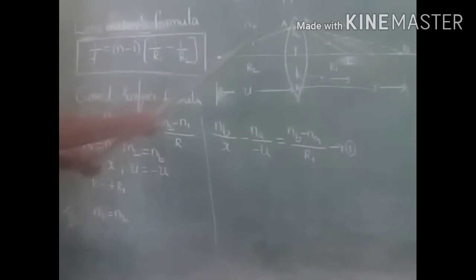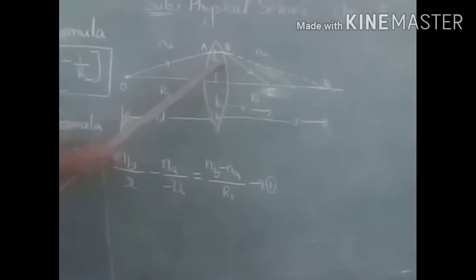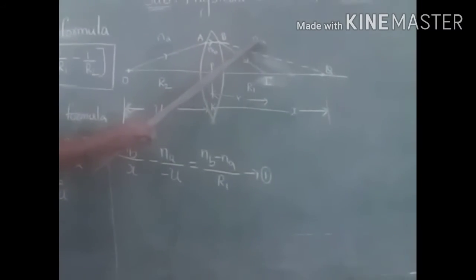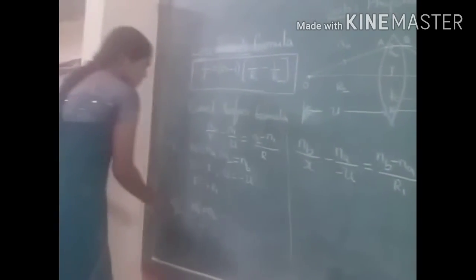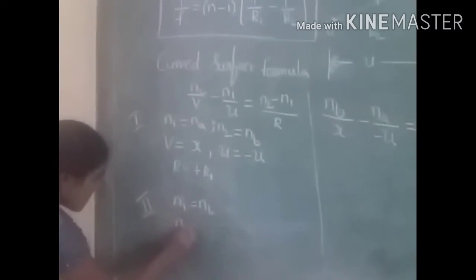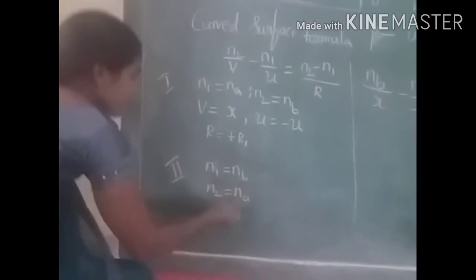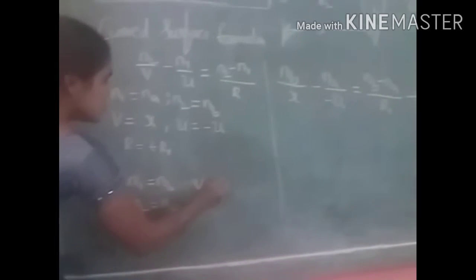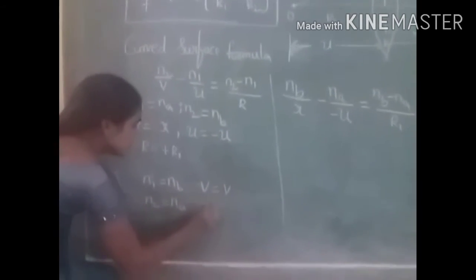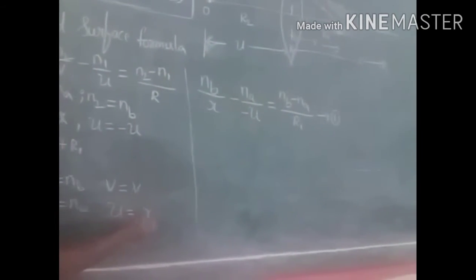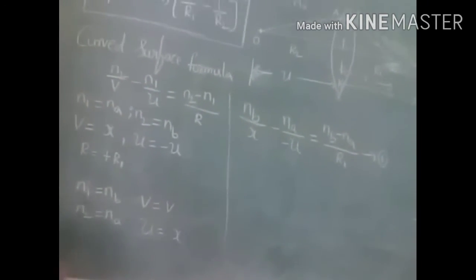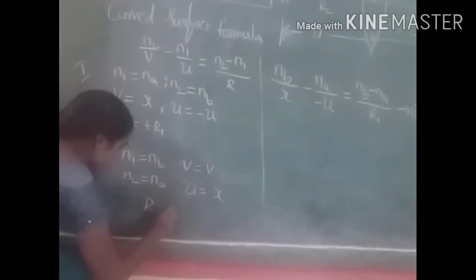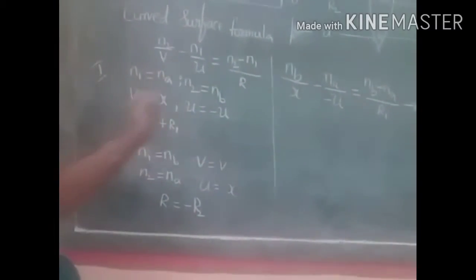So for the second surface, the refractive index of the first medium is NB and the refractive index of the second medium is NA. So this is the N1 value, this is the N2 value. The image is I, so the image distance is V, and the object distance, for this the object is on that side, so that is X, and the radius of curvature is minus R2, that is this side.